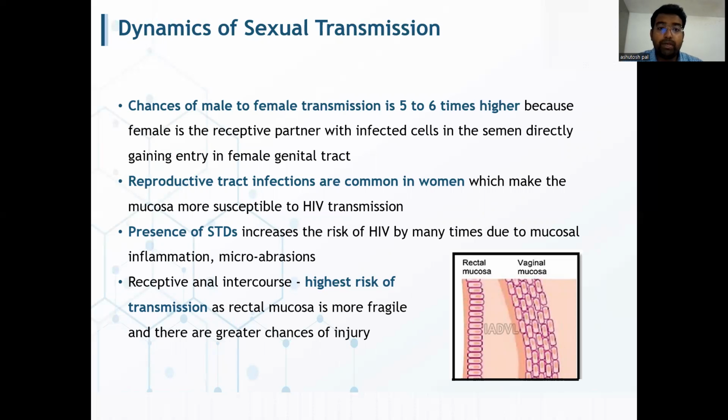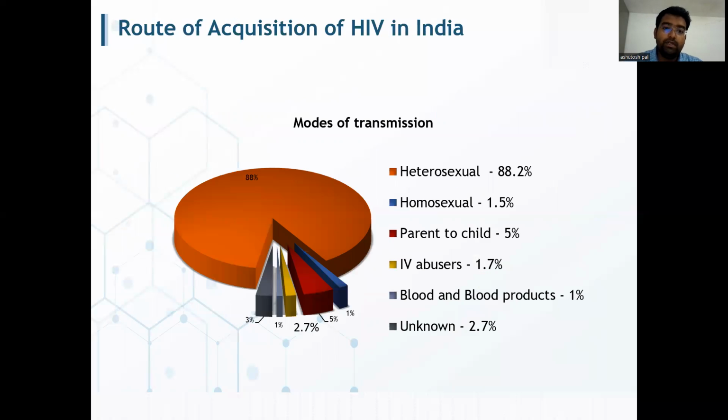The chance of male to female transmission is 5 to 6 times higher. Reproductive tract infections are common in women. Presence of STDs makes spread more likely because of inflammation and microabrasions due to persisting STD. Receptive anal intercourse has the highest risk of transmission because the rectal mucosa is more fragile and there are greater chances of injury. Now, the routes of transmission are explained through a pie chart. Most common is heterosexual, 88.2.